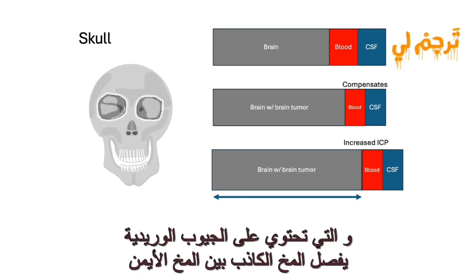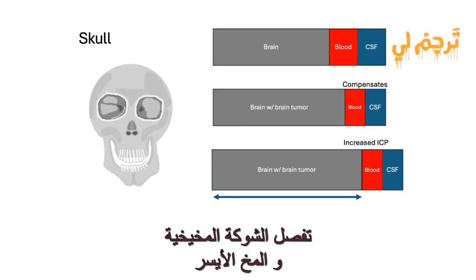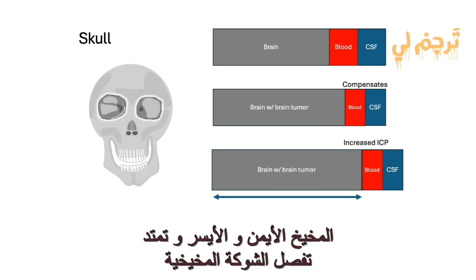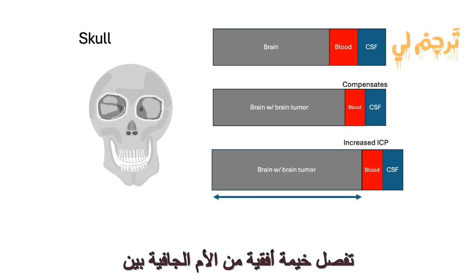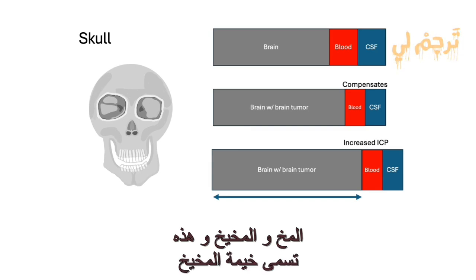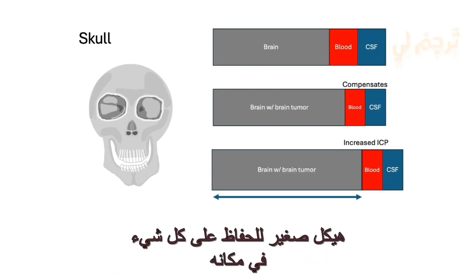The falx cerebri separates the right and left cerebrum from each other. The falx cerebelli separates the right and left cerebellum and extends down to the foramen magnum posteriorly. A horizontal dural tent separates the cerebrum from the cerebellum, and this is called the tentorium cerebelli. I mean, the brain is literally the consistency of jello, so it needs a little structure to keep everything where it belongs.